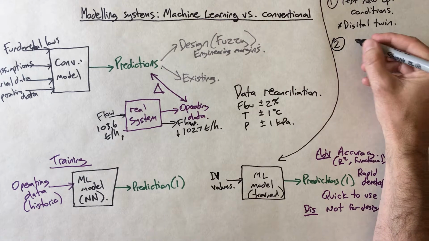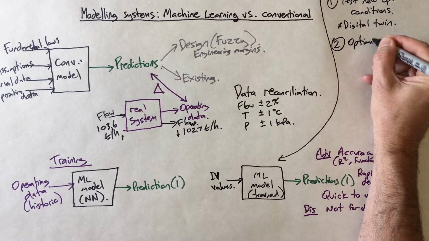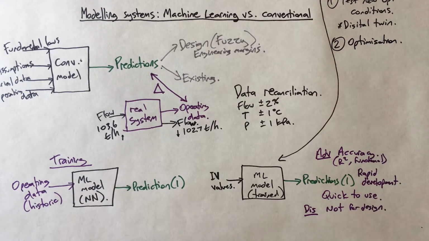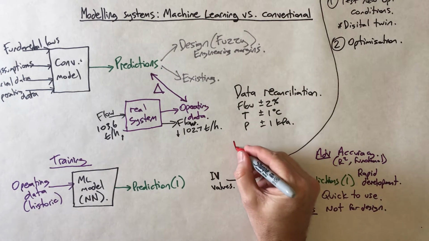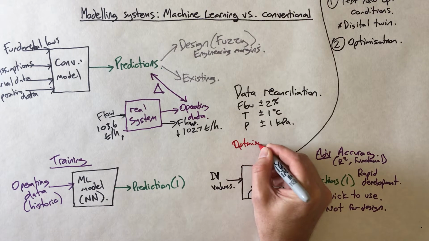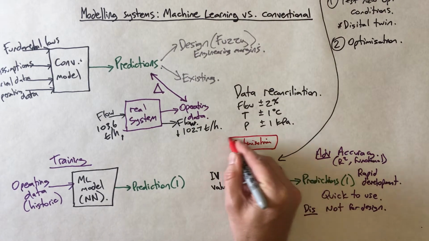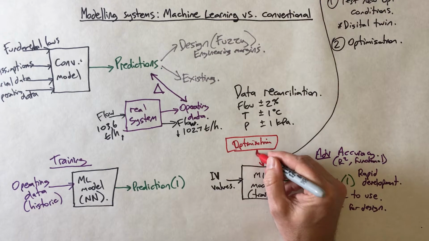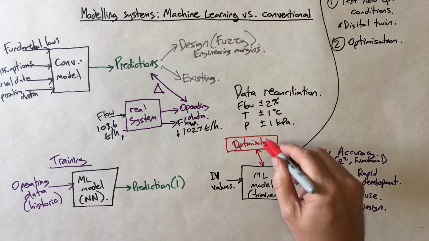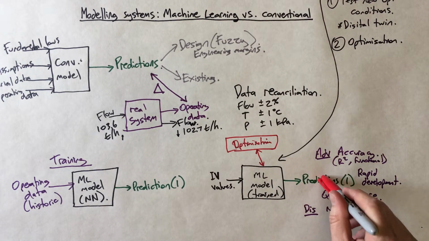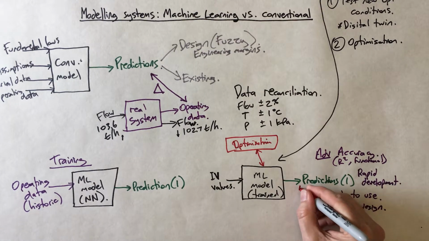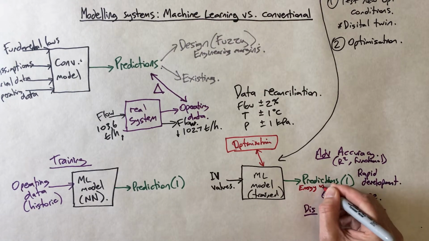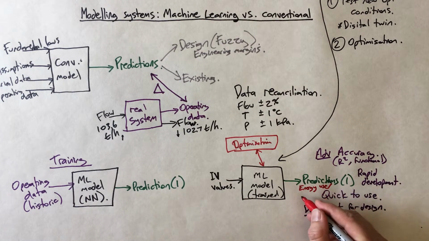Two, and for me more excitingly, they can be used for optimization. So what you can do is you can actually couple this machine learning model with, I'll draw it in a different color, a different mathematical routine, which is an optimization routine. And these two get coupled together mathematically. What an optimization routine can do is say, let's say the prediction here is energy use per ton of production.